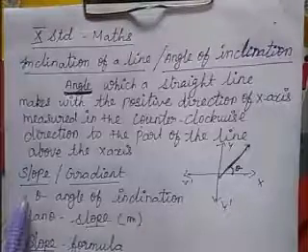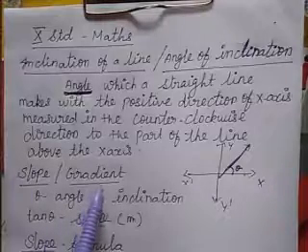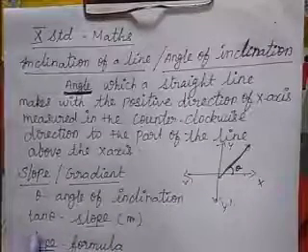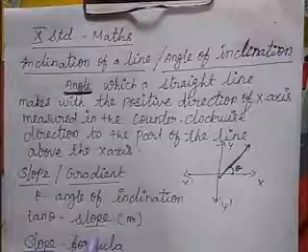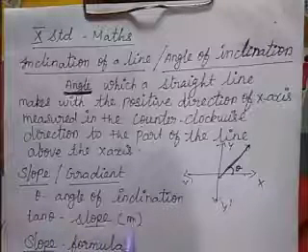Next one is slope. Another name for slope is gradient. Theta is the angle of inclination, and tan theta is the slope. We always denote the slope by the letter m.